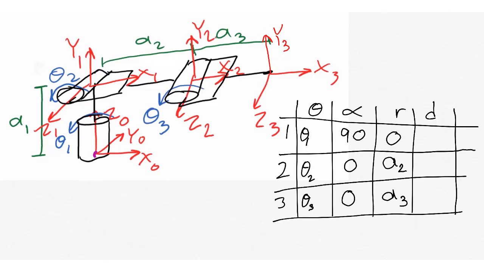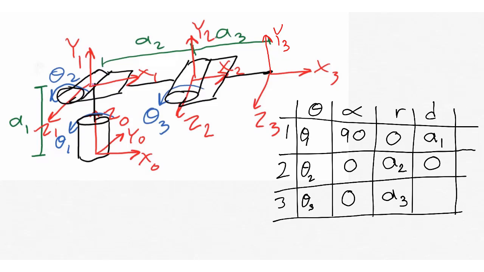D is the displacement from the center of the n-1 frame to the center of the n frame in the Zn-1 direction. Here, this distance is A1. For the second row, we'll look at the displacement from the center of frame 1 to the center of frame 2 in the Zn-1, that is Z1 direction. These two frames are lined up perfectly in the Z1 direction. So D in the second row is 0.